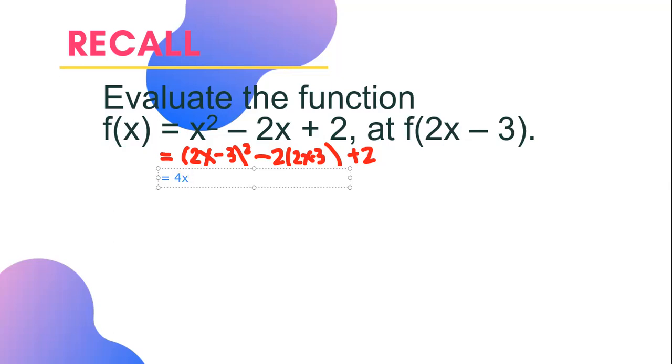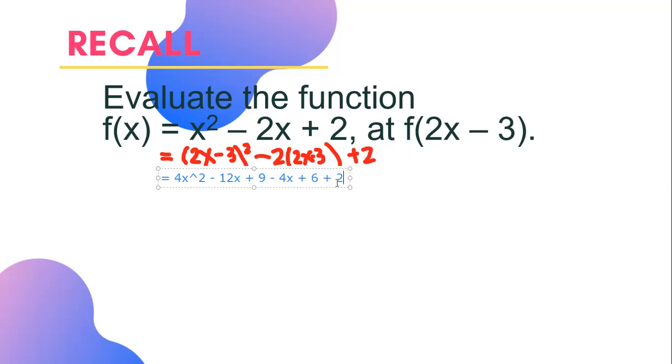Then 2 times 2x times negative 3 will be equal to negative 12x. Then you square negative 3. Negative 3 times negative 3 is positive 9. And then the negative 2 here must be distributed to 2x and minus 3. So you'll have negative 2 times 2x is negative 4x. Then negative 2 times negative 3 is positive 6. Then you have there the last term, which is 2.